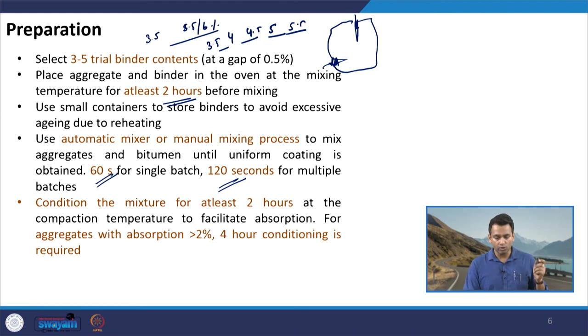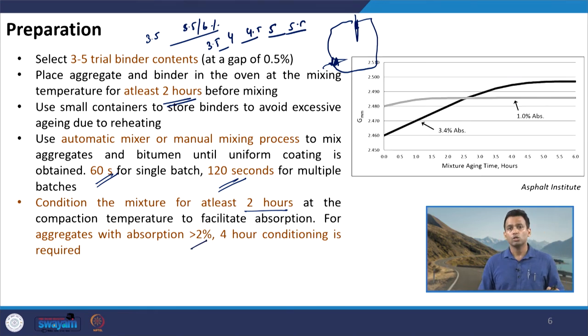The Asphalt Institute suggests that if the absorption of the aggregates with which we are making the mix is less than 2%, then at least 2 hours of conditioning is required before compaction. And if the absorption of the aggregate is more than 2%, we can go up to 4 hours of conditioning. This is explained using the chart you can see on the screen. As I said, the GMM, which depends on the effective binder content or the absorbed bitumen, changes depending on the mixture aging time, which means the conditioning period.